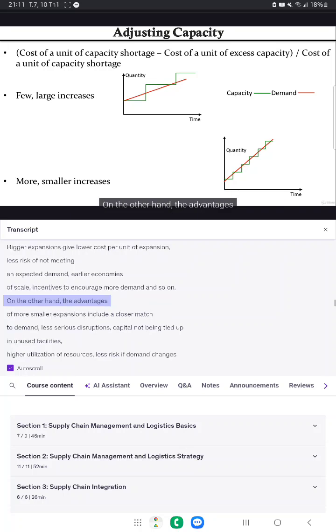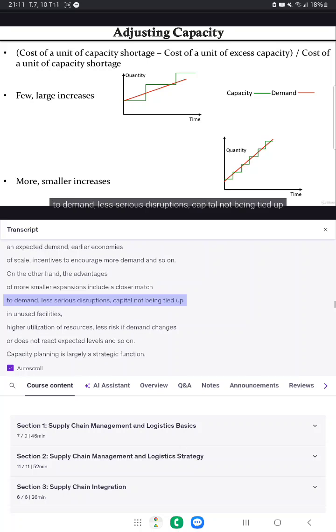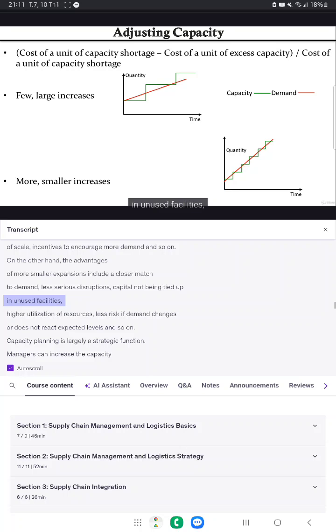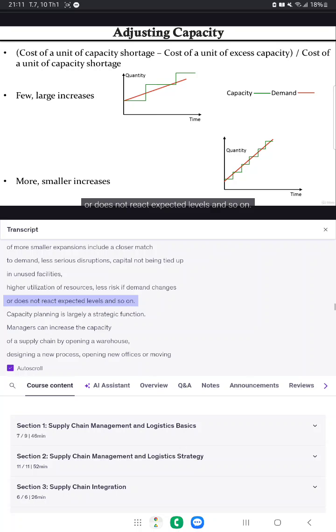On the other hand, the advantages of more, smaller expansions include a closer match to demand, less serious disruptions, capital not being tied up in unused facilities, higher utilization of resources, less risk if demand changes or does not react to expected levels, and so on.